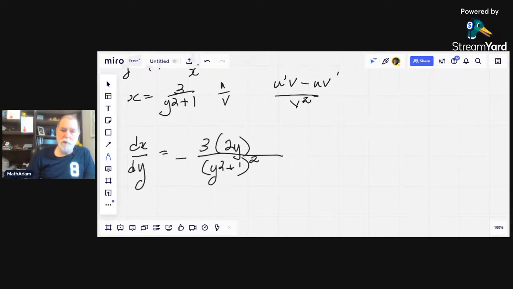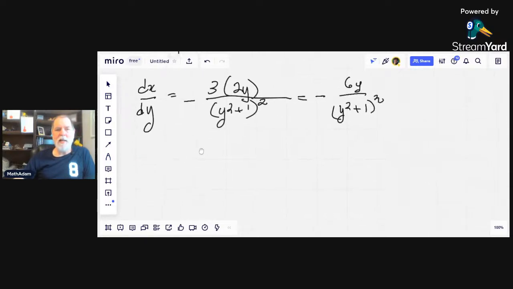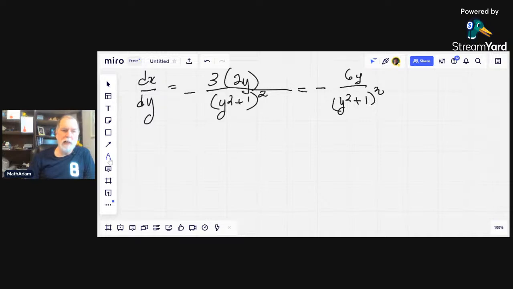2y. So what do we have? We've got negative 6y over y squared plus 1, all squared. But what do we want? We don't want dx by dy, we want dy by dx. But guess what? We just take the reciprocal, because we can do that. Somebody may wrap my knuckles for calling it taking the reciprocal, but essentially it's the same process. We're just going to flip that.